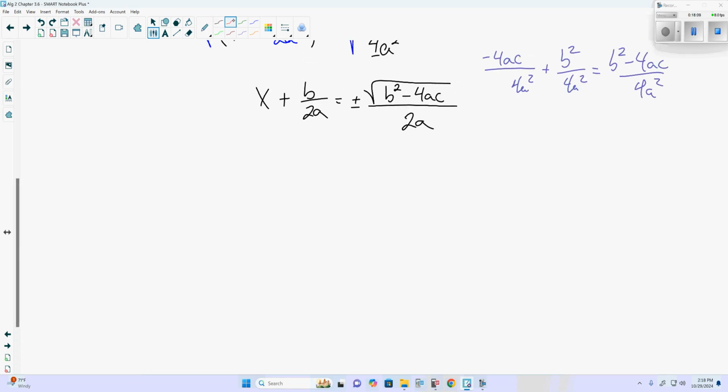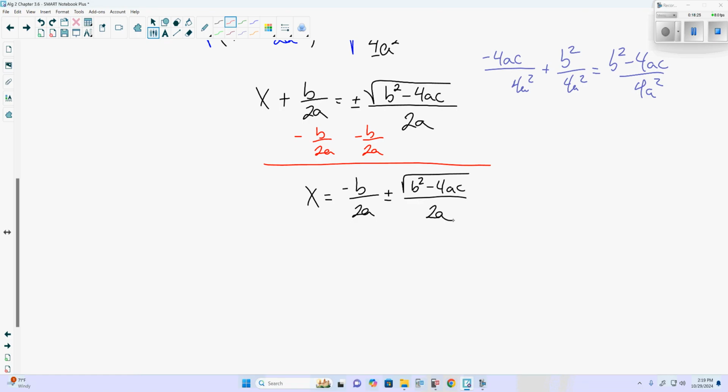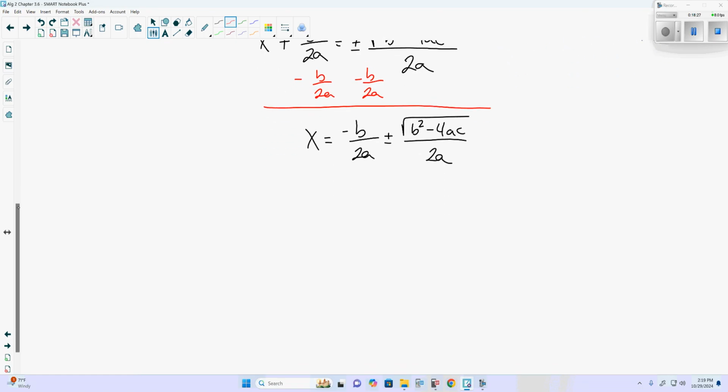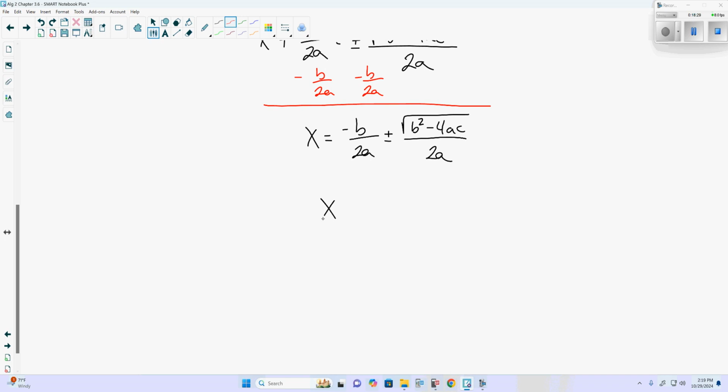And lastly, we can subtract b over 2a from both sides to get x by itself, which is telling us that we have negative b over 2a plus or minus square root of b squared minus 4ac all over 2a. Or really, we can combine this to get our formula.